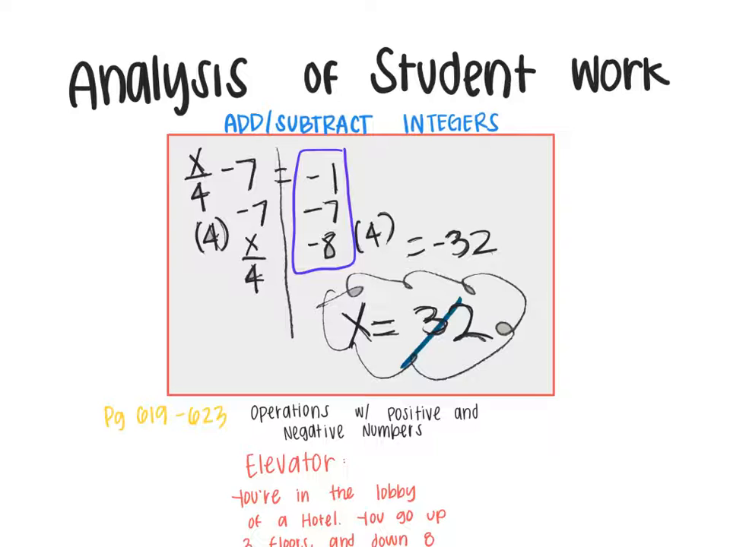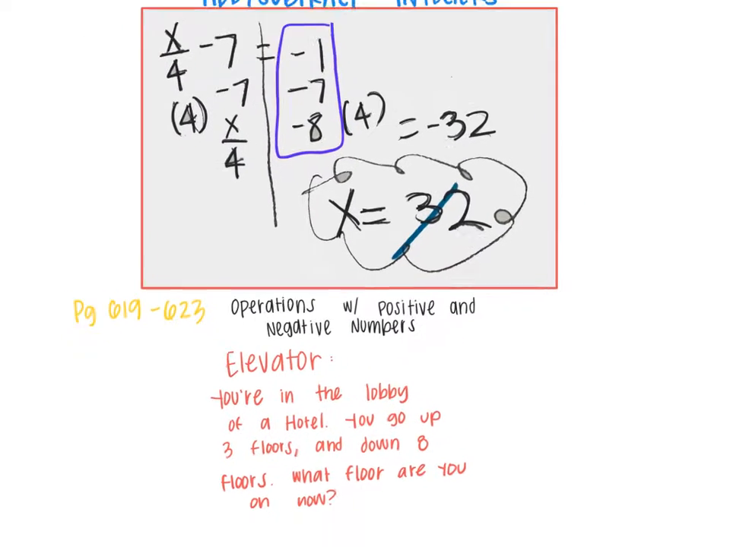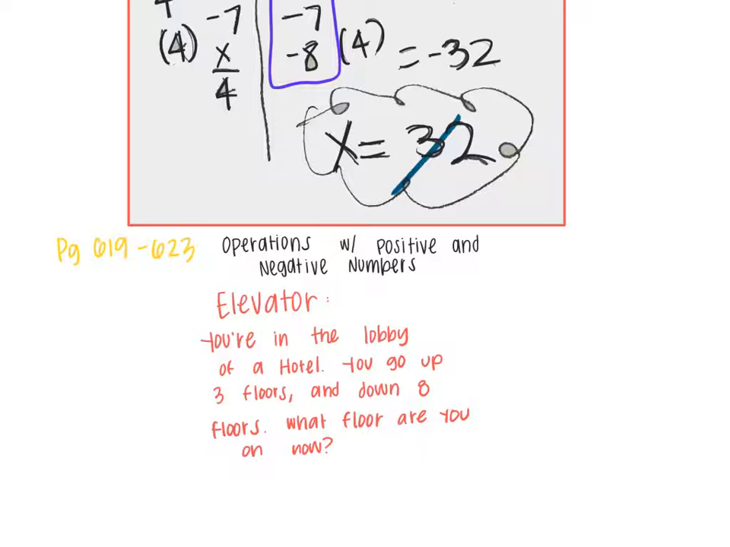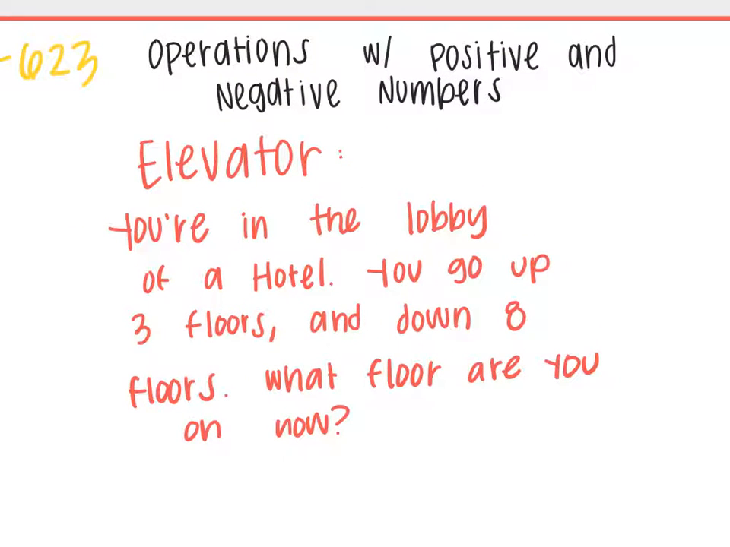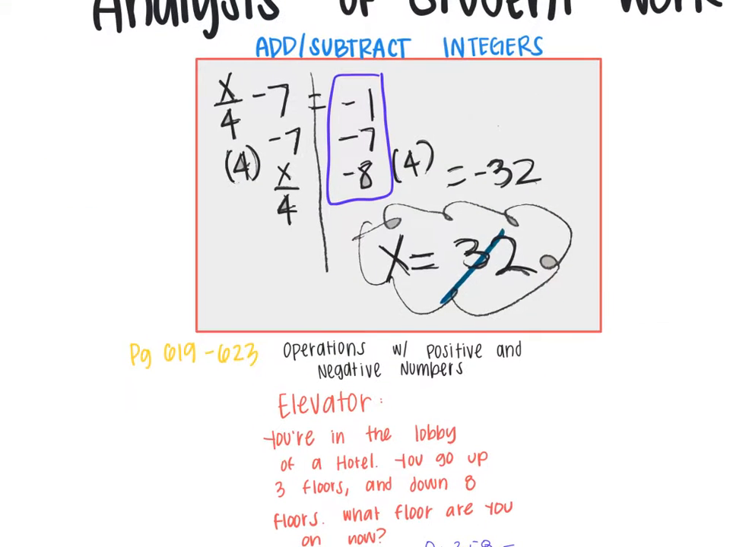But on page 619 and 623 talks about operations with positive and negative numbers. The process that the teacher taught her was this elevator process, where it puts you in the situation where you're in the lobby of a hotel, so that's 0. And you go up 3 floors, so that's +3. And you go down 8 floors, so that'd be 0 plus 3 minus 8. Or you could do plus -8. And it helps the students visualize it a little bit more, and I think that's what she did in this circumstance.